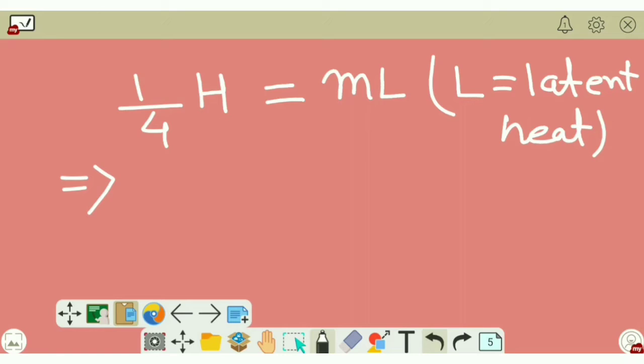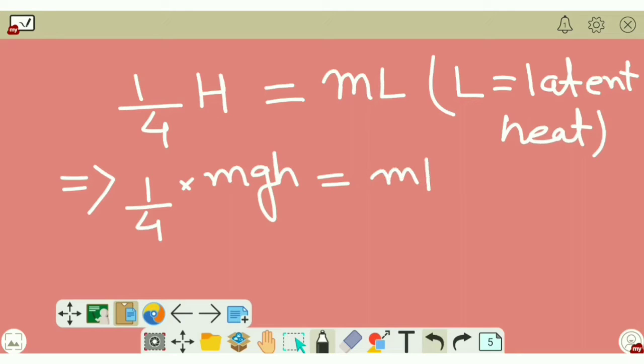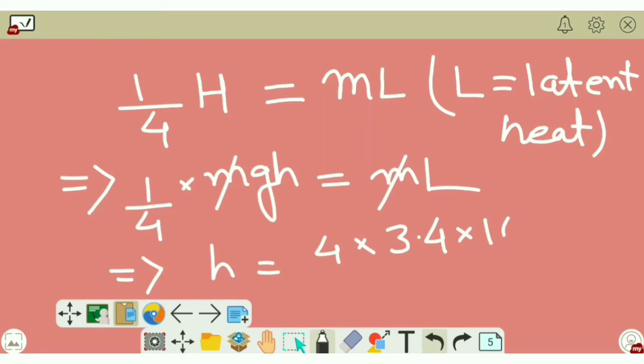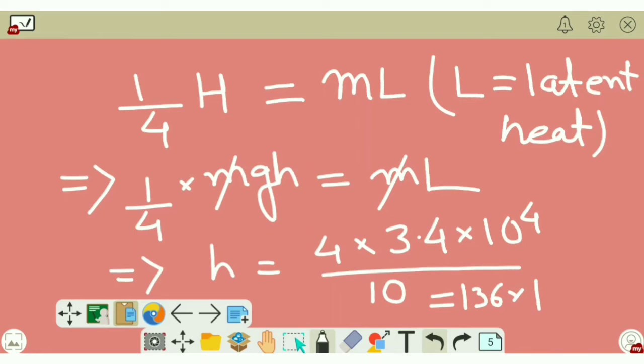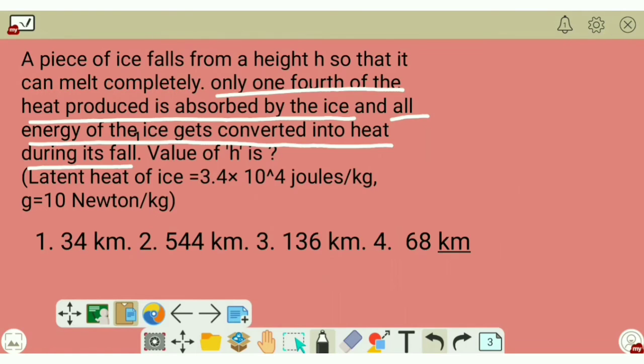So let's put the values. mgh is equal to mL. So m cancels out on both sides, and h is equal to 4 into the value of L, which is 3.4 into 10 to the power 4, by 10. So it becomes 136 into 10 to the power 3 meter. So option 3 is correct.